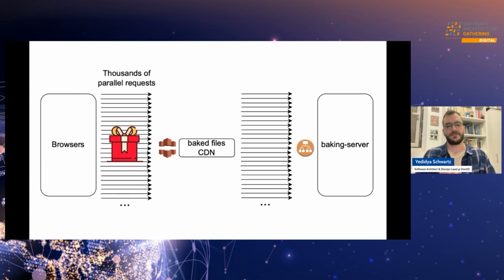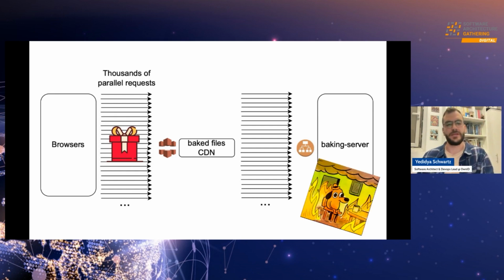All the requests will reach the CDN, and the CDN won't have the required file on the edge locations. And then the baking server will get tons of parallel requests in a huge peak and won't be fast enough to scale. End users will receive a 500 status for the widget request, and they won't see the widget and won't be able to log in with our product, which is very bad.